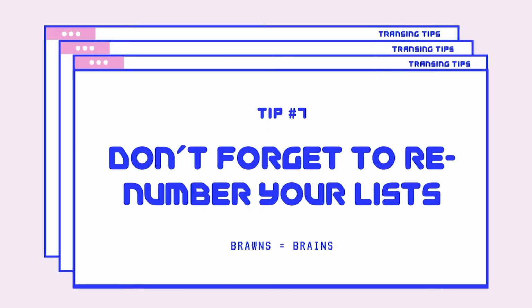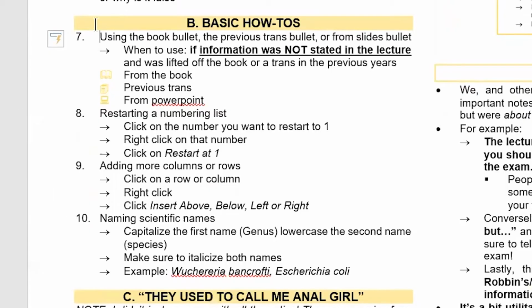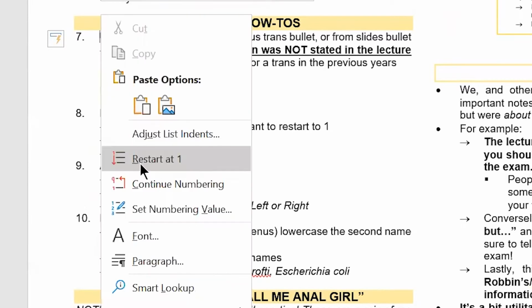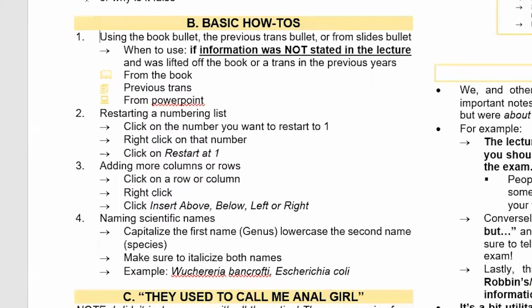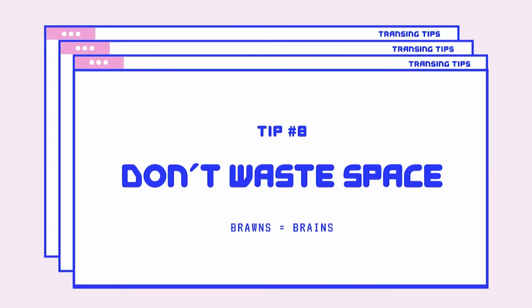Okay, here is a simple one, but an important one. Tip number 7, don't forget to renumber your lists. I know this is like a basic how-to from Transcom, but sometimes people still forget. So, if you notice you made a new numbered list and then it starts at a weird number, not number 1, just do a little right click, restart at number 1. That's it. You did it. We're moving on to tip number 8.